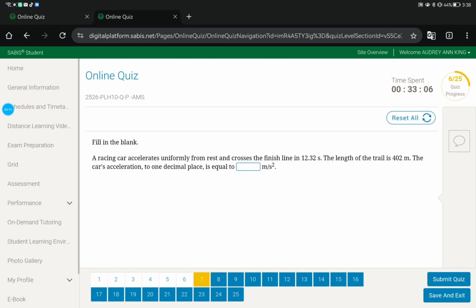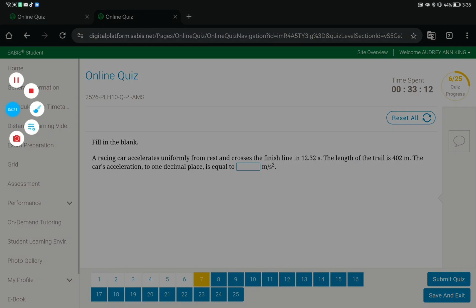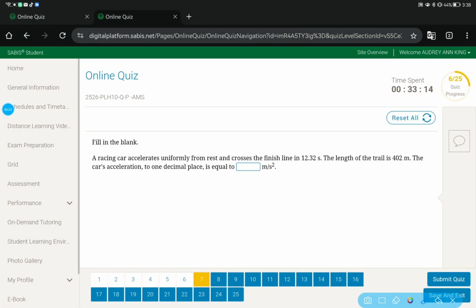A racing car accelerates uniformly from rest and crosses the finish line in 12.32 seconds. The length of the track is 402 meters and the car's acceleration to one decimal place is blank. So we have our initial velocity, which is 0. We have our time, which is 12.32. And we have our delta x, which is 402. And they want the acceleration.